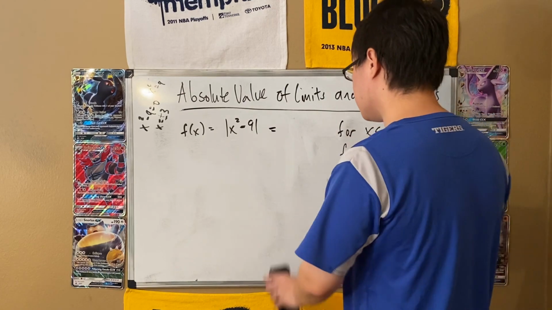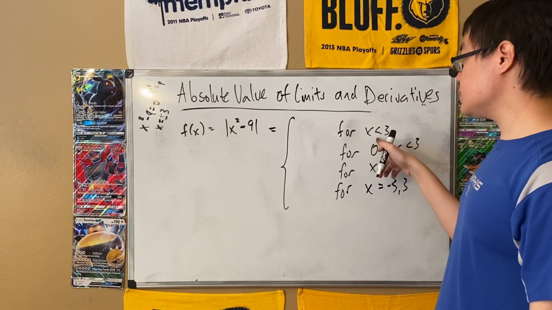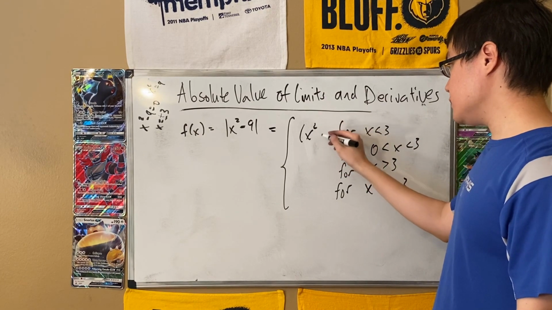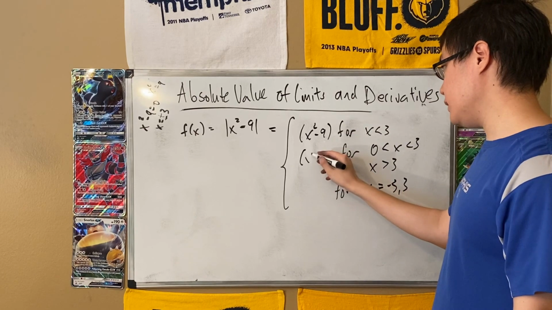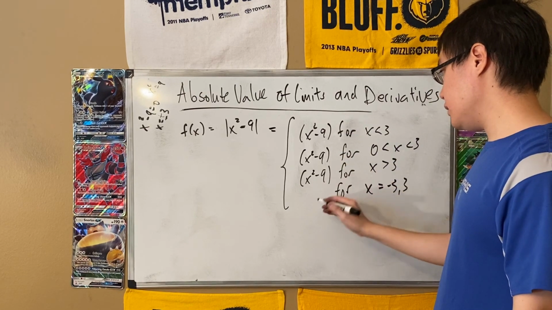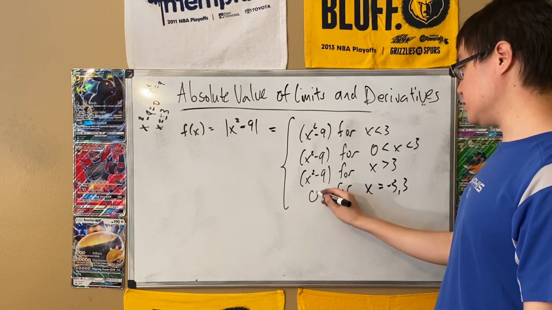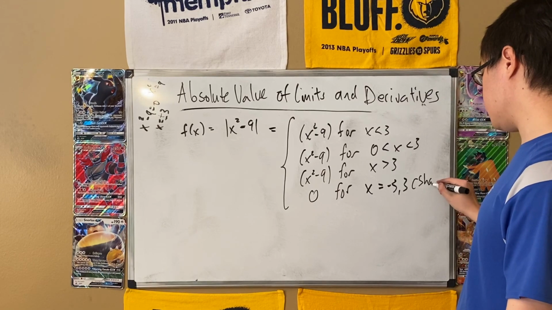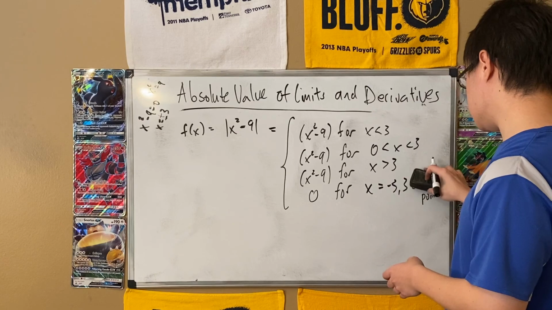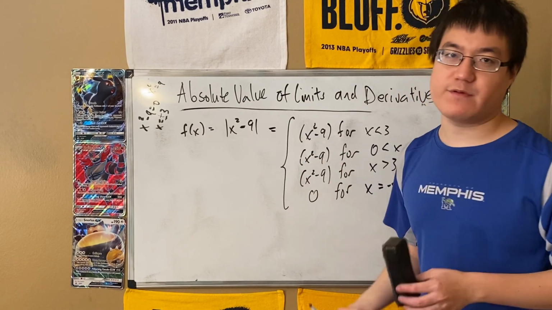So let's try to get rid of absolute value bars. So for x less than 3, what do we want? All of these are going to be x squared minus 9, x squared minus 9, x squared minus 9. And then this one right here, when you plug in 3 or negative 3, you get 0 because this is the sharp point. We can write sharp points here. So what we need to determine is, do we want to put negatives in front of all of these?